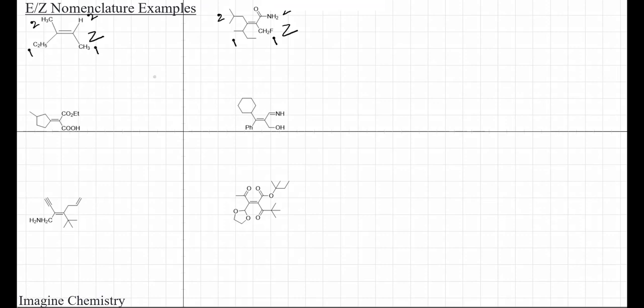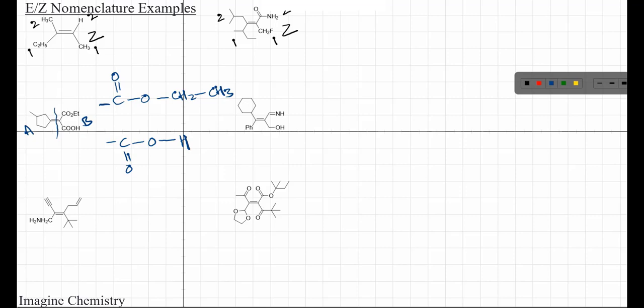So let's move on to the third example. Divide the molecule into two parts. This is A and this is B. So let's first solve the B part. Here the top group is an ester and the lower group is a carboxylic acid group. So let's write them in their structural forms. The ester group is like this, and the carboxylic acid group is like this. So you can easily see which has the higher priority.